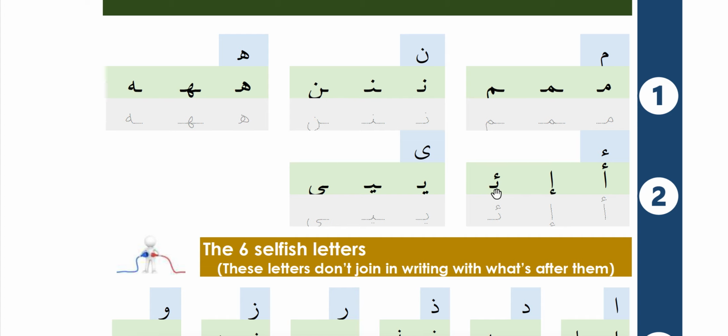How you pronounce this Hamza, we will know when it comes with the other things on top of or beneath it, as we will study. As for Ya, basically this Ya is the final shape only. When it comes in the middle or start, it is like this: one tooth and two dots under it.